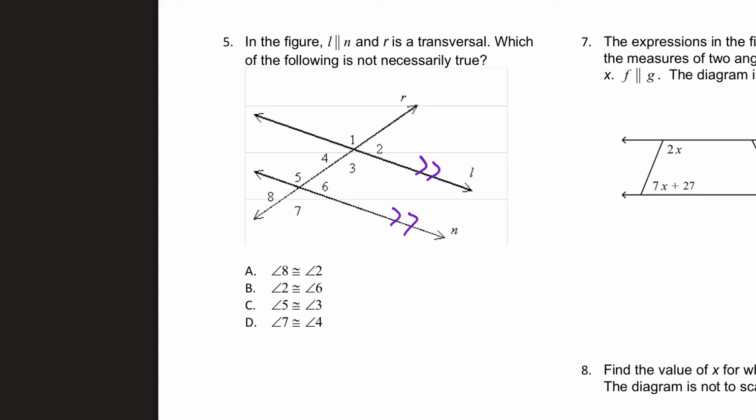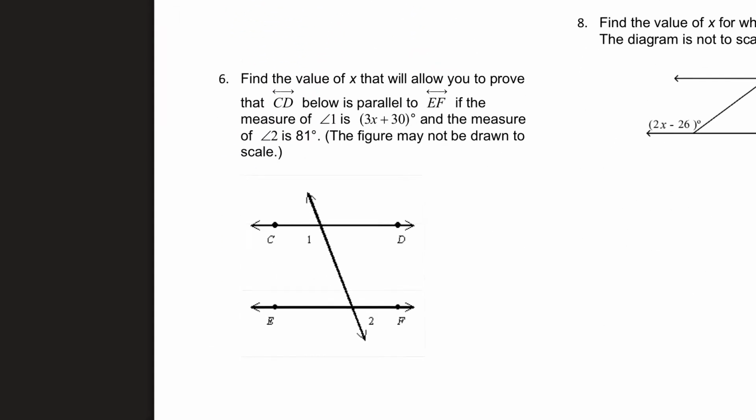Those are congruent. And 7 and 4. 7 is here. 4 is here. Those two actually don't have a special name for their relationship, but they are not congruent to each other. They could be congruent if all of them were right angles, but they're not necessarily congruent, which is what the question asked. All right, moving on to number 6.